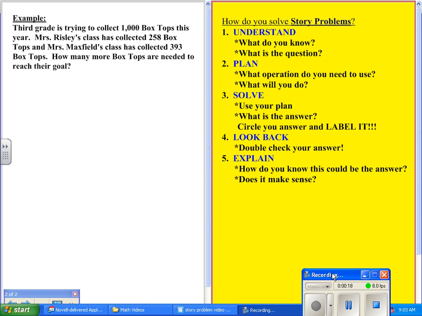So the story problem says 3rd grade is trying to collect 1,000 box tops this year. Mrs. Risley's class has collected 258 box tops, and Miss Maxfield's class has collected 393 box tops. How many more box tops are needed to reach their goal?